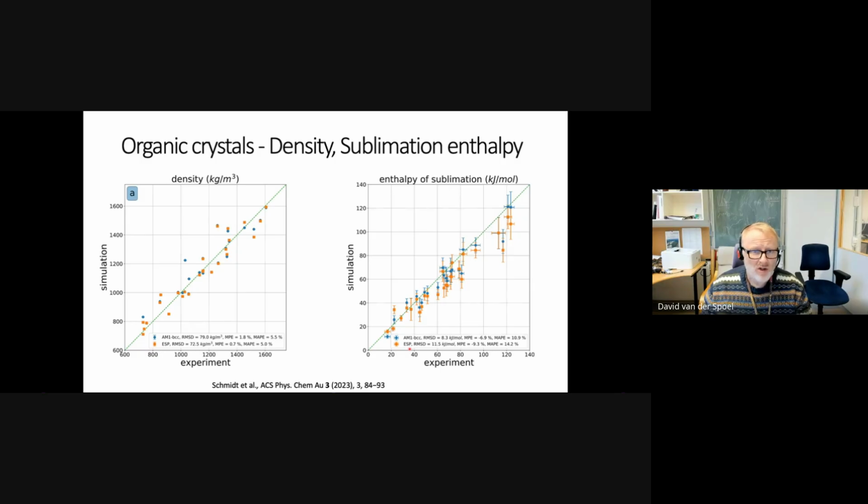And then back to those crystals. Here we have around 30 or so, 35 organic crystals for which we calculated the density. You see the spread is also quite large, even though it's pretty close to the y equals x line. But still the RMSDs are like 80 kilograms per cubic meter, so 70, 80. So we're talking 5-6%. And the same goes for the enthalpy of sublimation for those same crystals.